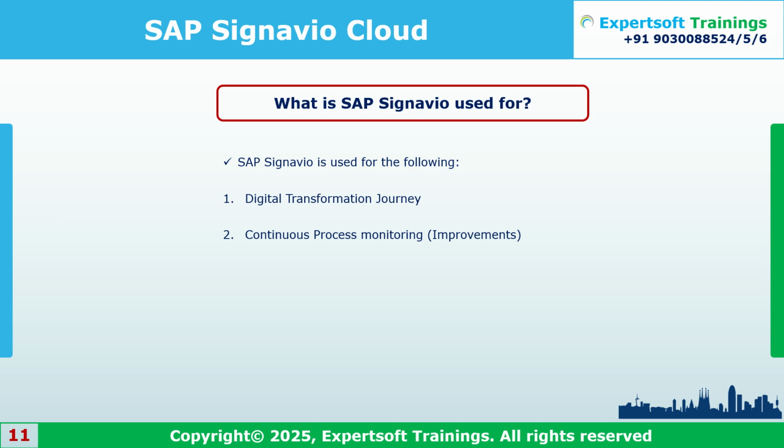So generally Signavio is used for these two purposes. Not only these two, there are various purposes, but these two are very familiar. As I mentioned, the Signavio tool is used as part of the digital transformation journey from ECC to S4. Whenever we talk about transformation, the Signavio tool helps you to understand your as-is process, and based on that understanding, what different capabilities S4HANA has that can help you to optimize your process, right?